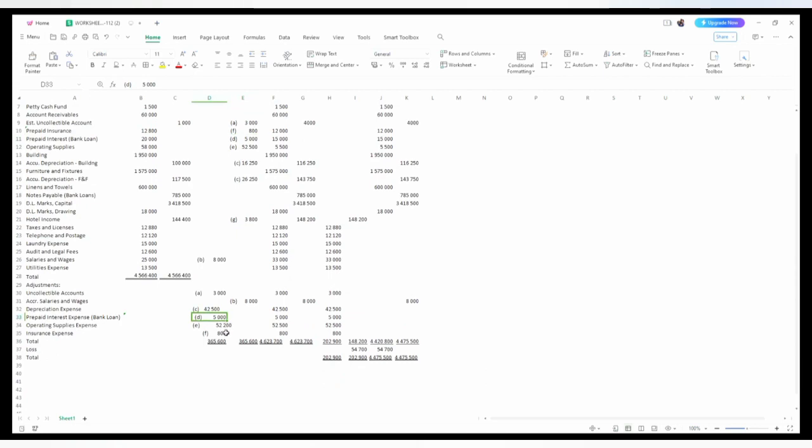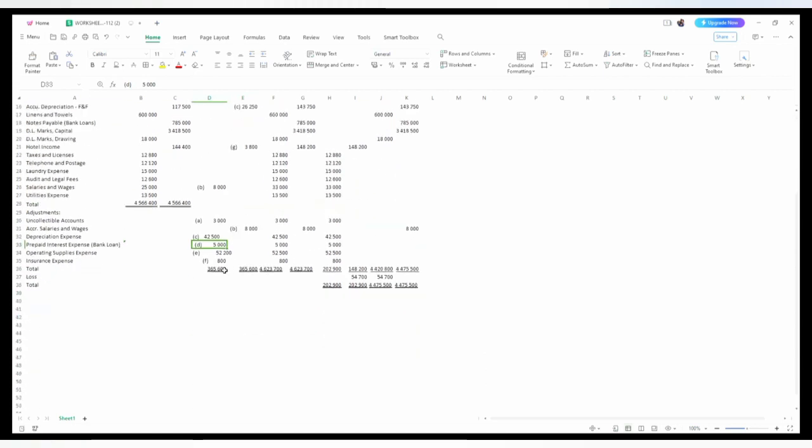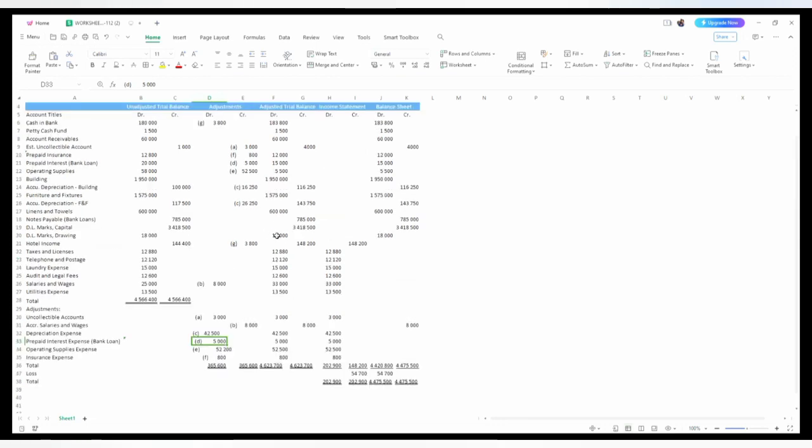We have a letter E. Supplies actually on hand, 5,500. Now we have it on a trial balance, which is 58,000. So 58,000 minus 5,500 is equal to 52,500 in a credit. Now when we plotted it here in adjustments, we had 52,200 in operating supplies expense.